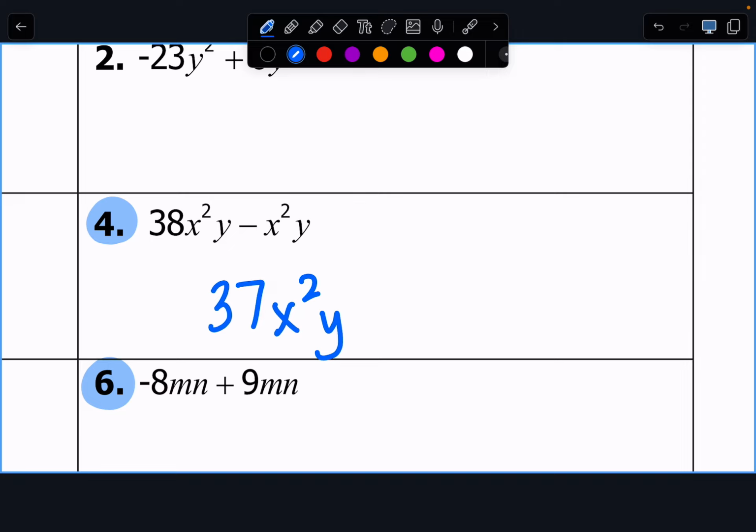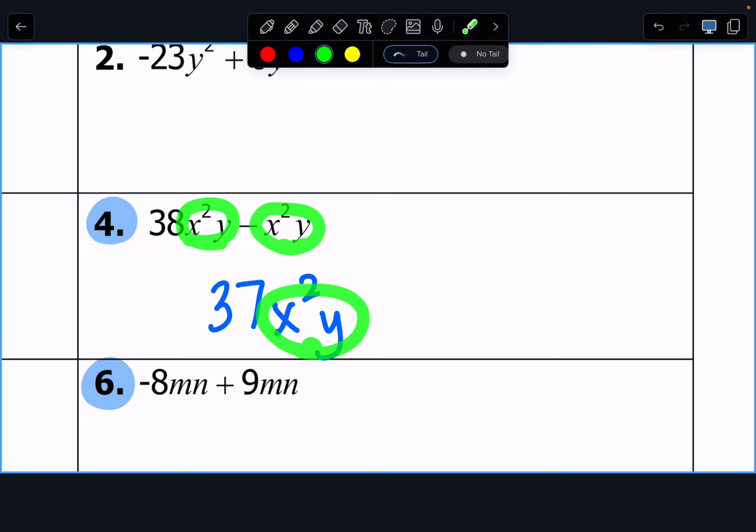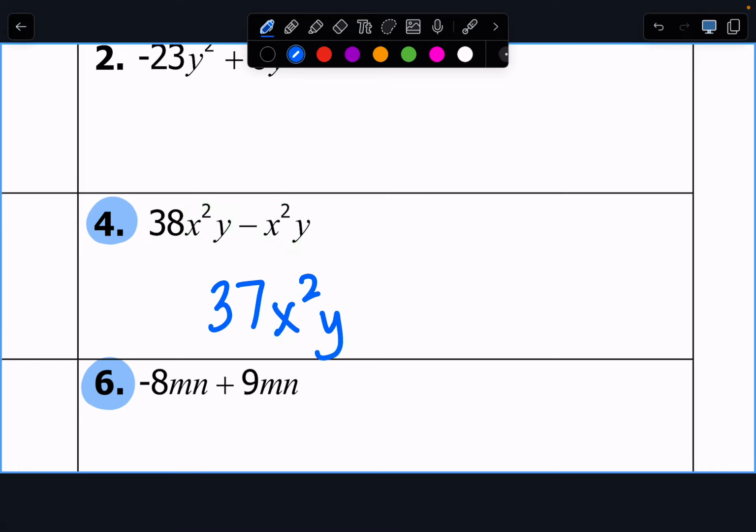When we have like terms, x squared y is what's making them alike, so that stays. What we do is we look at the coefficients and we do the operation of addition or subtraction with the coefficients. So 38 minus 1 is 37. Are we okay with that?